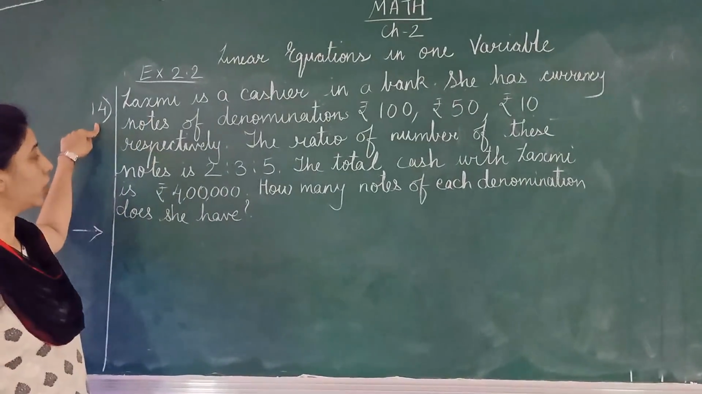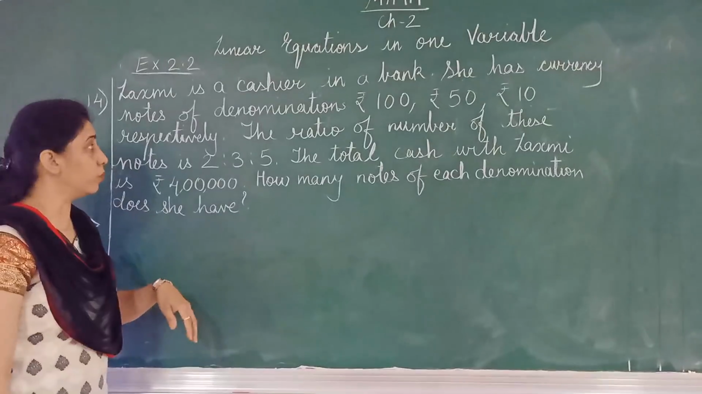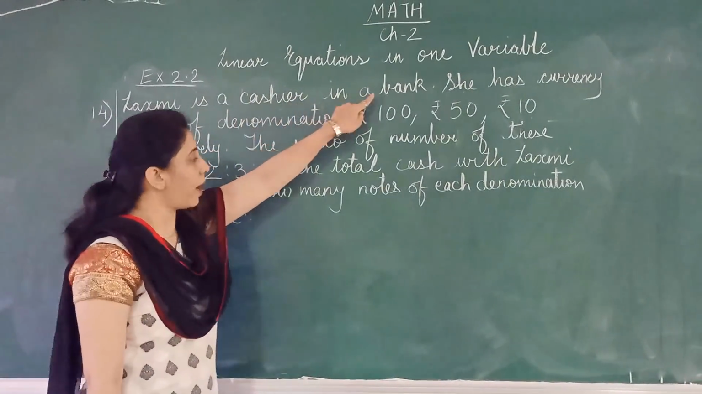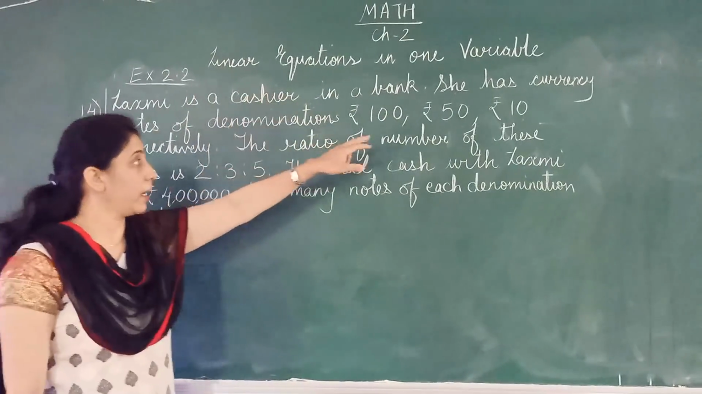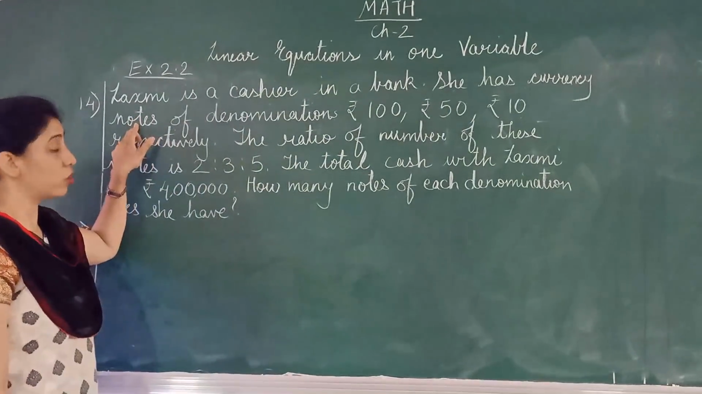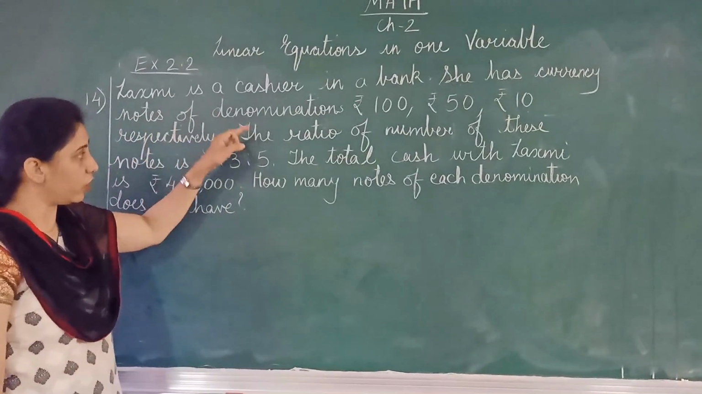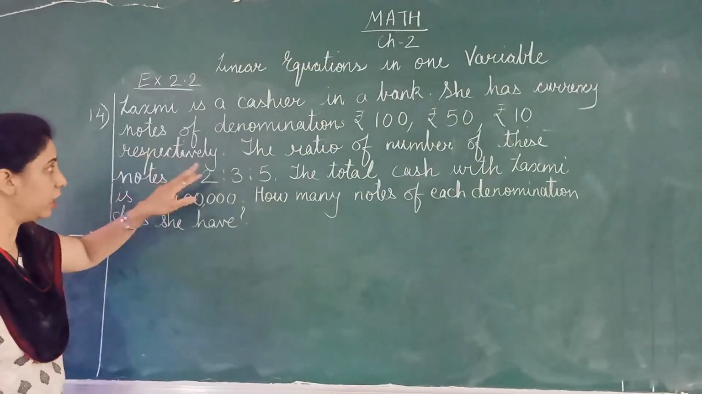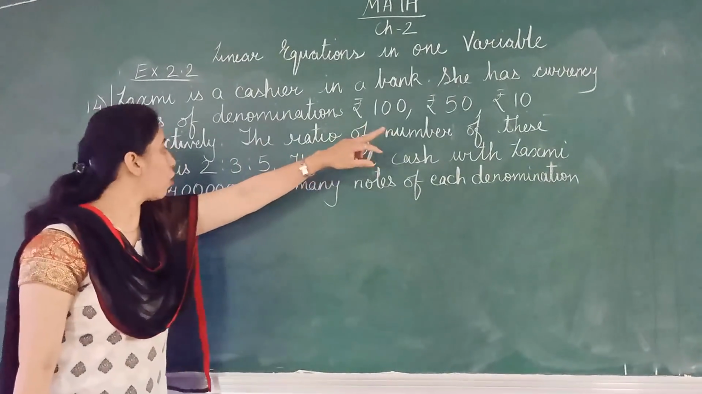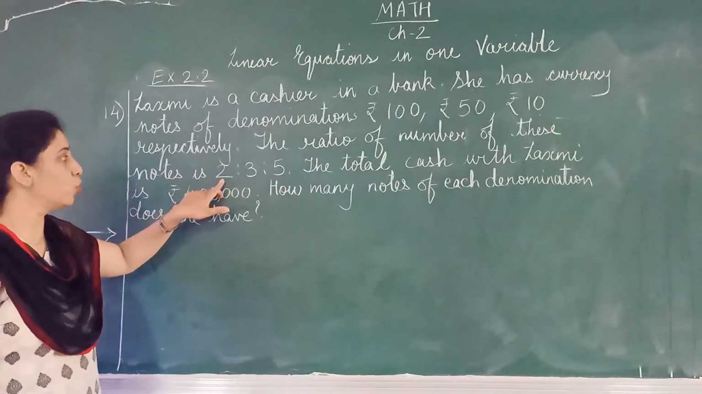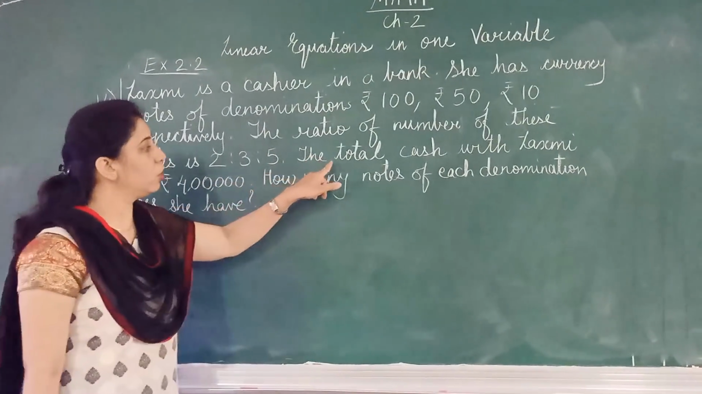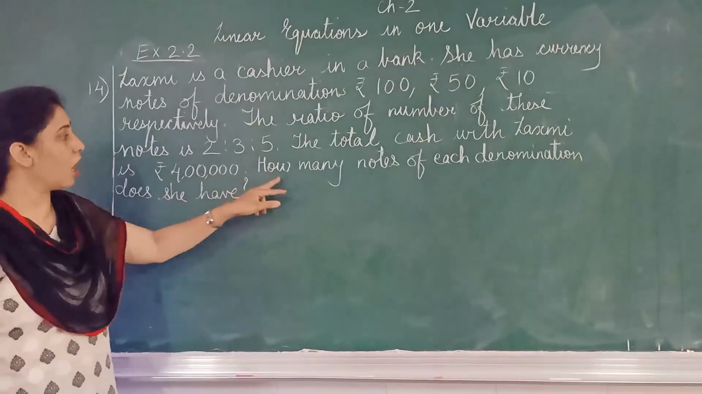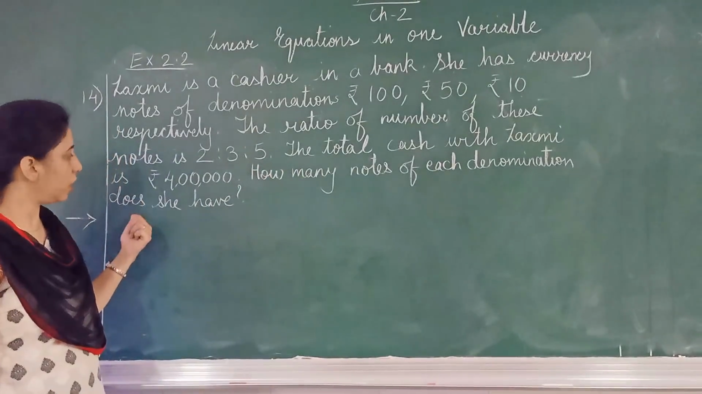Now question number 14 from exercise 2.2. Lakshmi will read the question. Lakshmi is a cashier in a bank. She has currency notes of denomination rupees 100, rupees 50, rupees 10 respectively. The ratio of the number of these notes is 2:3:5. The total cash with Lakshmi is rupees 4 lakh. How many notes of each denomination does she have?